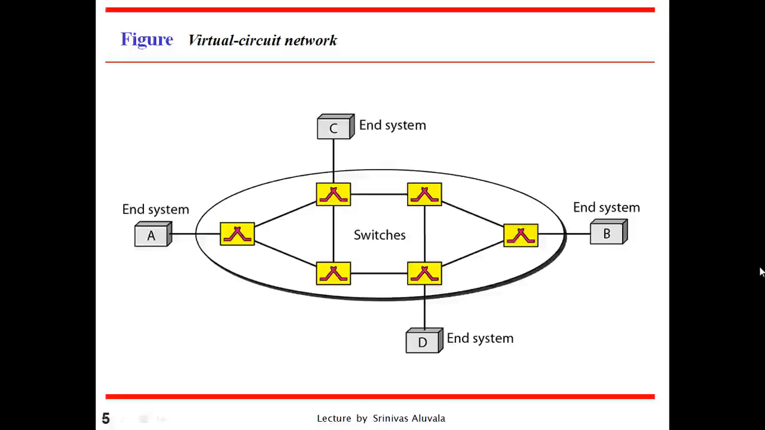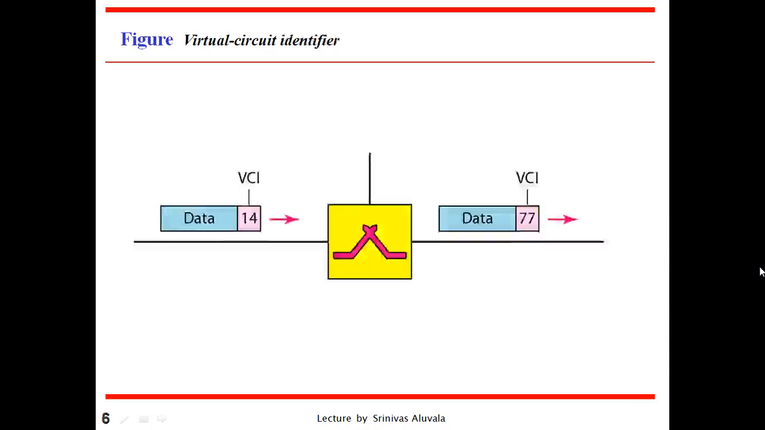Look at the picture here. A virtual circuit network has two end systems, A and B, C, D, and a group of switches connected together, forming a virtual circuit network. And we see how the data is going to be transmitted by making use of a virtual circuit network. In a virtual circuit network, the addressing takes a very important role.